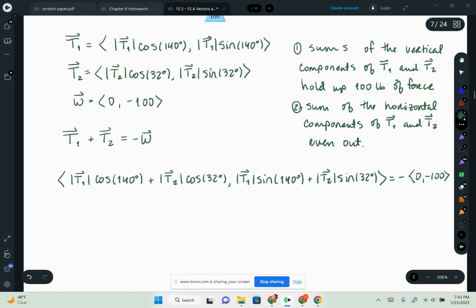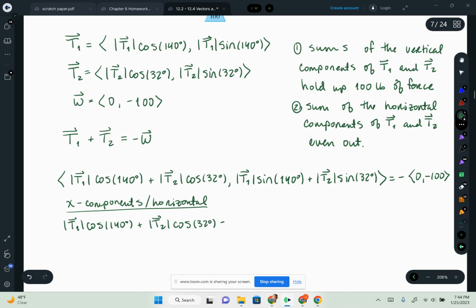Okay. So using the equality of vectors on either side, the x component on the left side must equal the x component on the right side. So the x components, or the horizontal components, give me the magnitude of T1 times cosine of 140 degrees plus the magnitude of T2 times cosine of 32 degrees is equal to 0.